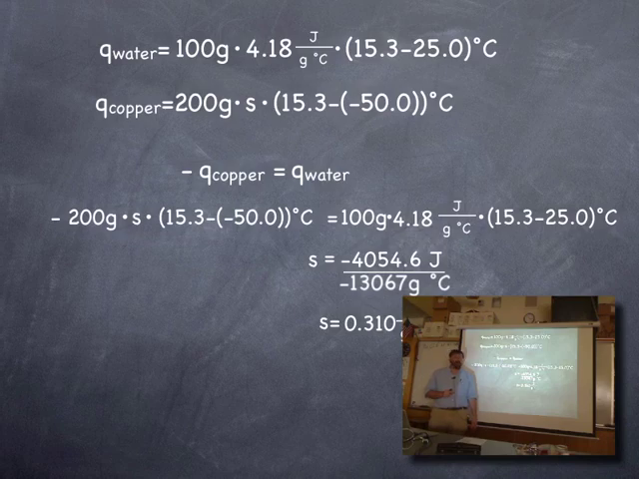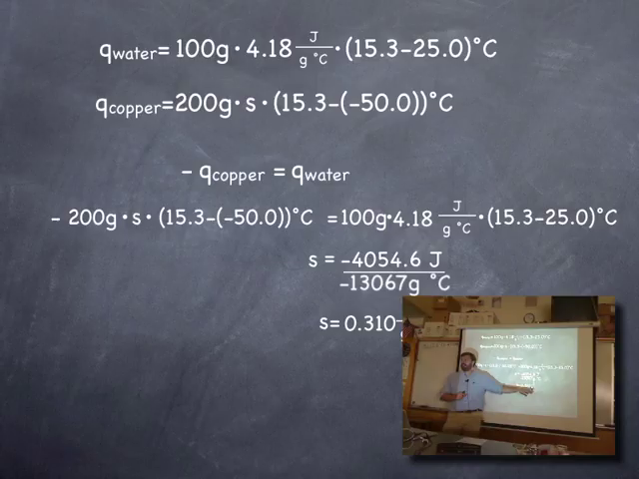Okay? Copper is a very good conductor, it will move energy very quickly because of a number of reasons. But one of them is it changes temperature very quickly because its specific heat capacity is very low. Okay? It takes only a little bit of energy to raise the temperature.